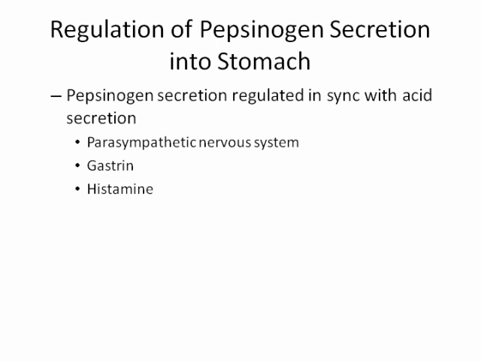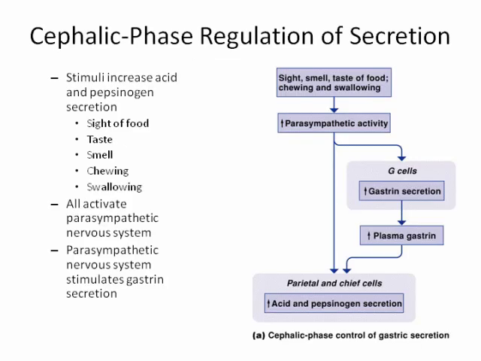Pepsinogen, we've already talked about a couple of times. Its secretion is regulated in synchrony with acid secretion. So the parasympathetic nervous system, gastrin, and histamine all regulate acid secretion. They also have similar effects on pepsinogen secretion, which makes sense if you consider that acid is necessary for the activation of pepsinogen, its conversion into pepsin, so the two of them would have to be regulated in the same way and in synchrony with each other.